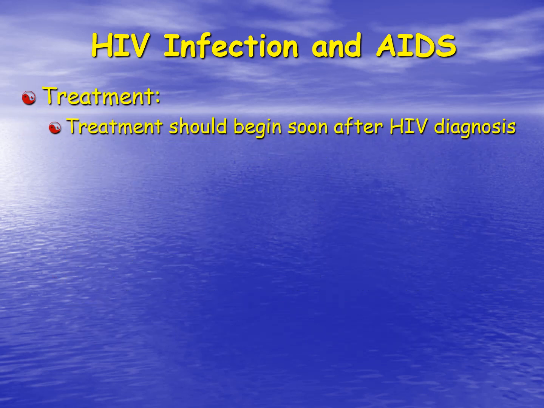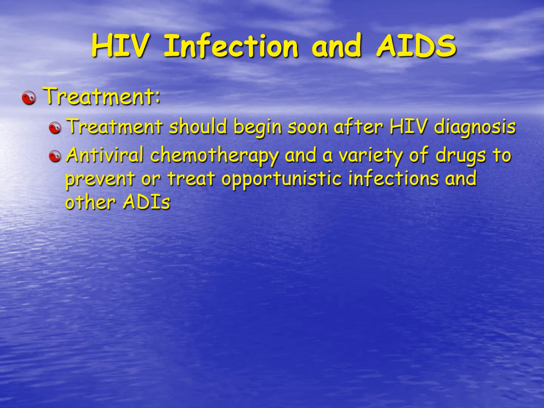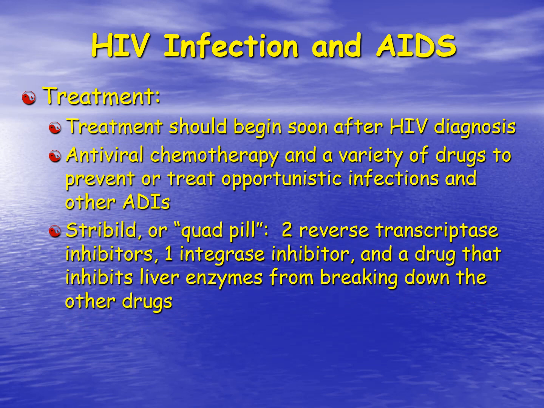Treatment should begin as soon after HIV diagnosis is made. Antiretroviral chemotherapy and a variety of drugs to prevent or treat opportunistic infections or other AIDS-defining infections. Stribild is a quad pill. It contains 2 reverse transcriptase inhibitors, 1 integrase inhibitor, and a drug that inhibits liver enzymes from breaking down the other drugs.